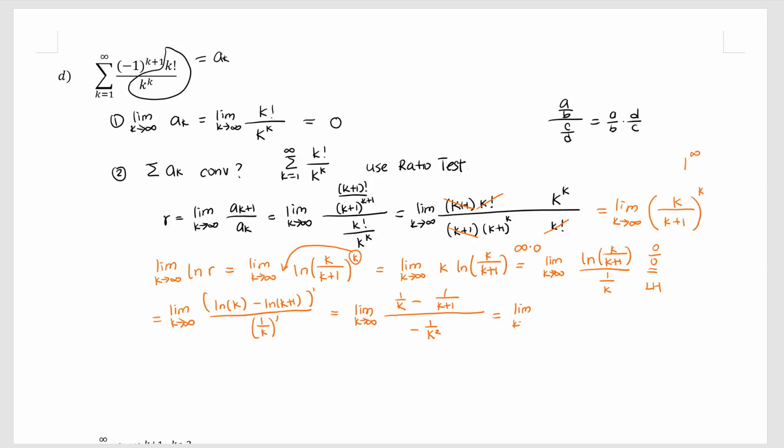What is that? Let's simplify it. We take the common denominator, which is k plus 1. Then the first factor, we multiply by k plus 1. The second factor, we multiply by k.